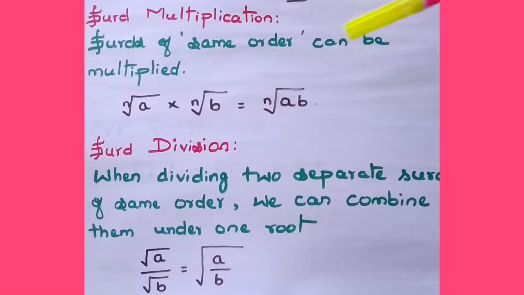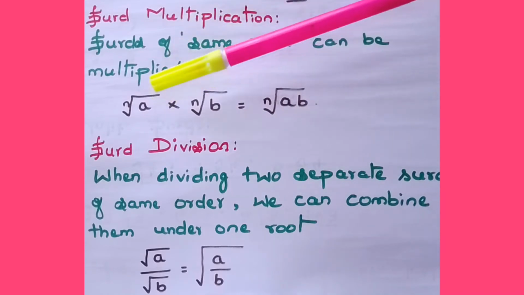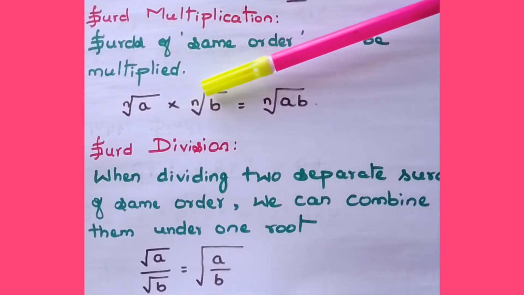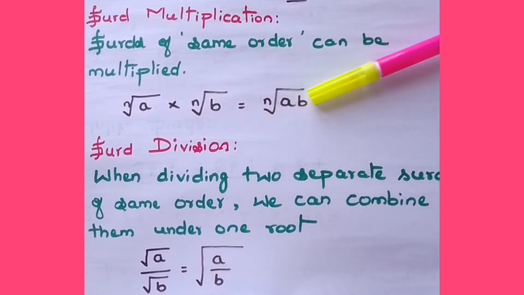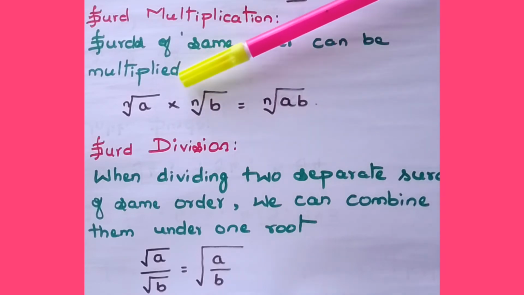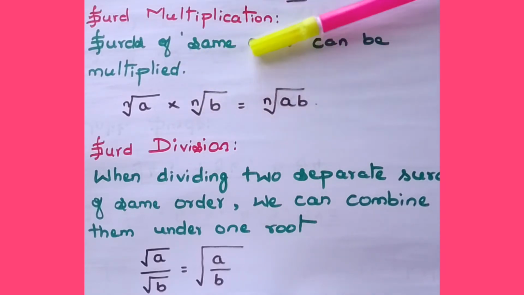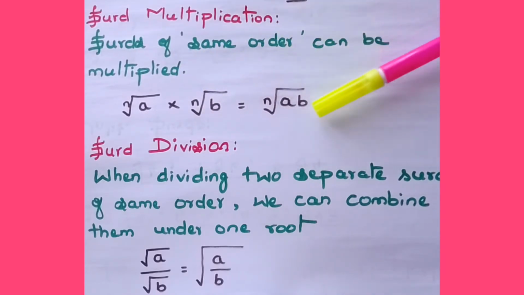In surd multiplication, surds of the same order can be multiplied. The radicand could be different, but the surds must be of the same order, whether it is square root, cube root, fifth root, sixth root, whatever the root may be. Nth root of A into nth root of B, so nth root of A into B. If it is square root of 2 into square root of 3, you can write square root of 2 threes are 6, which will be the answer.